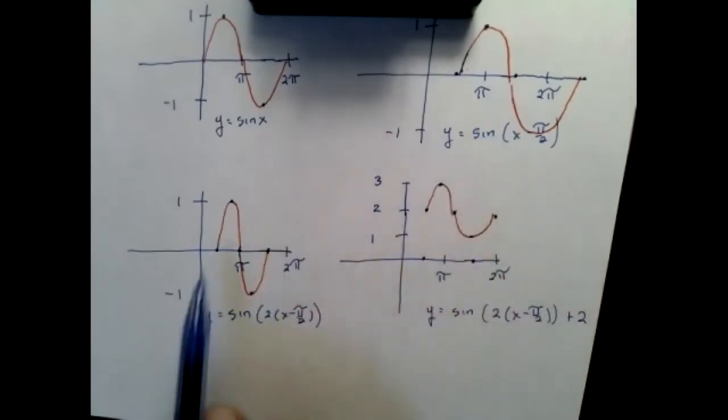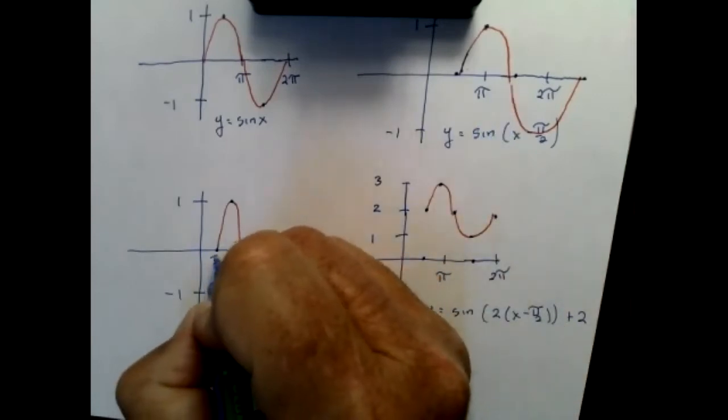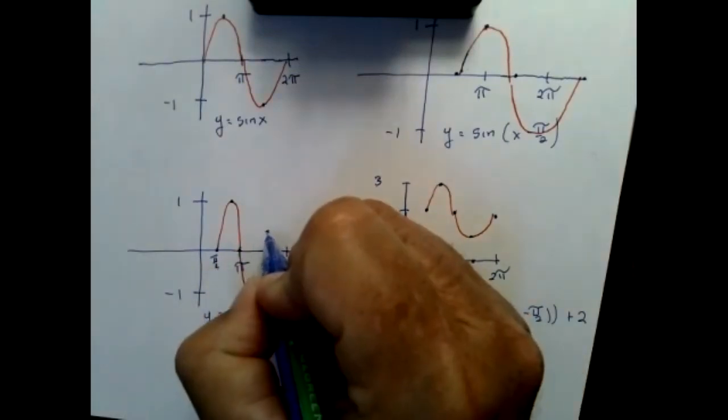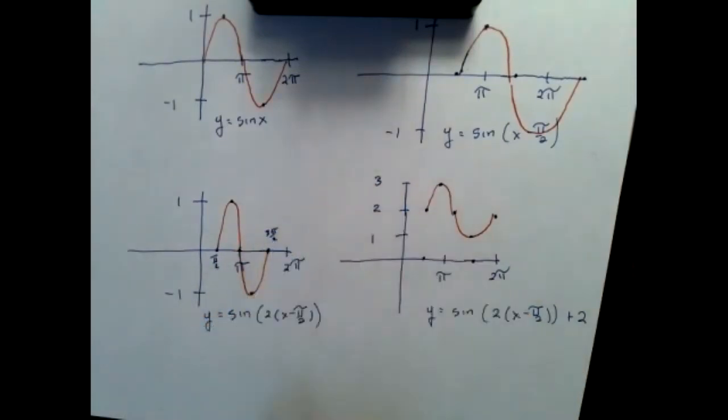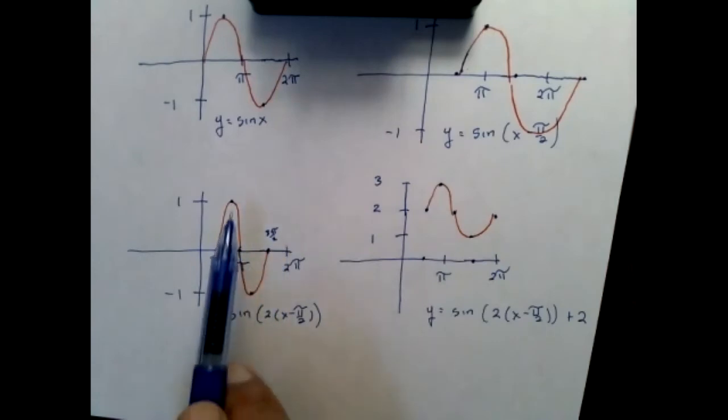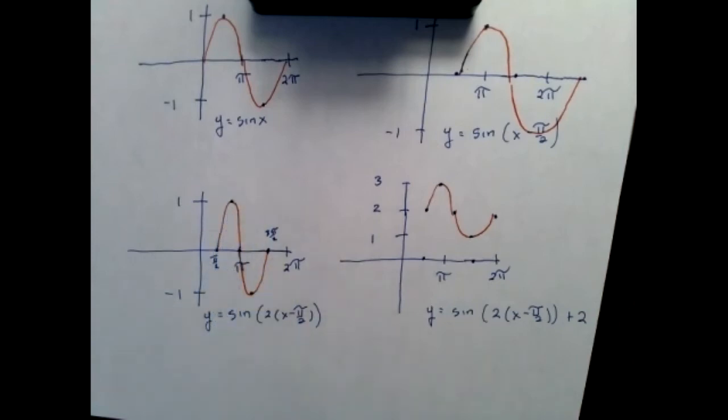So I know it needs to start at pi over 2, and I know that it needs to end by 3 pi over 2. So this is going to be a 0, this is a 0, this is halfway, it's a 0. Have to get up to 1, down, down, and up. So I shrunk it.